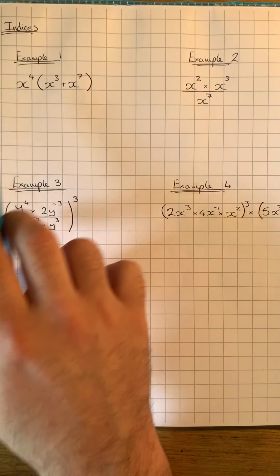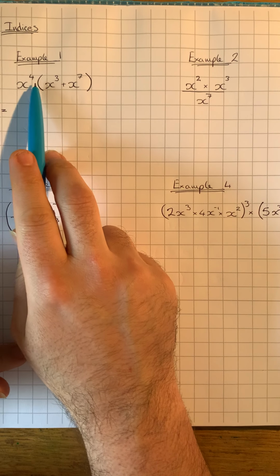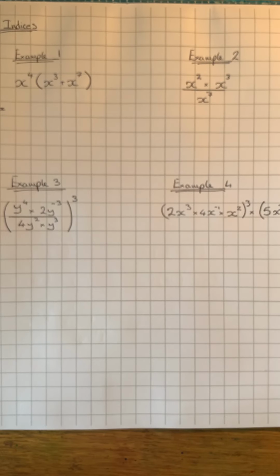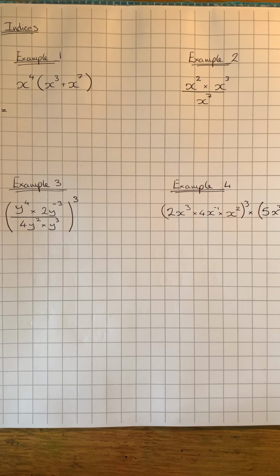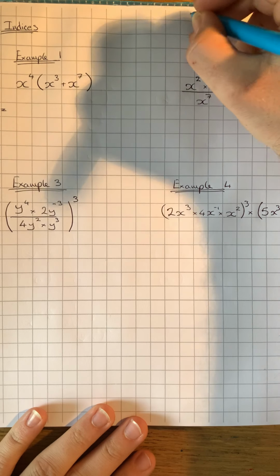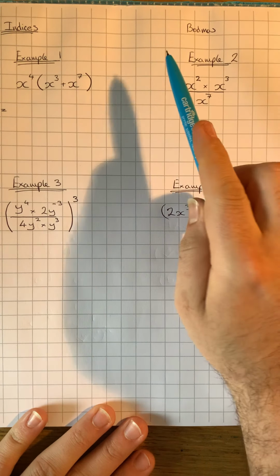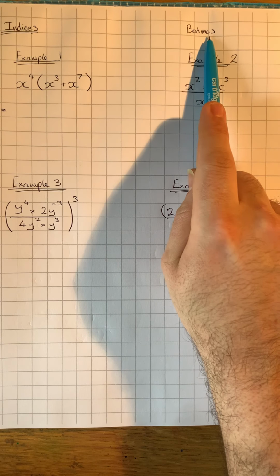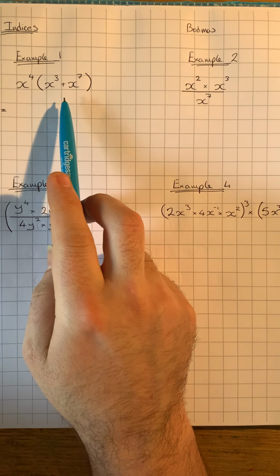So our first example is just straight out one like this. So we have x to the 4 into x to the 3 plus x to the 7. Now the best way that I can tell you to try and solve these is to work from the inside outwards. So that would involve following your rules of BODMAS as well. So you have your brackets, any powers, dividing, multiplying, adding and subtracting. So in this case, we'll deal with what's in the brackets first.